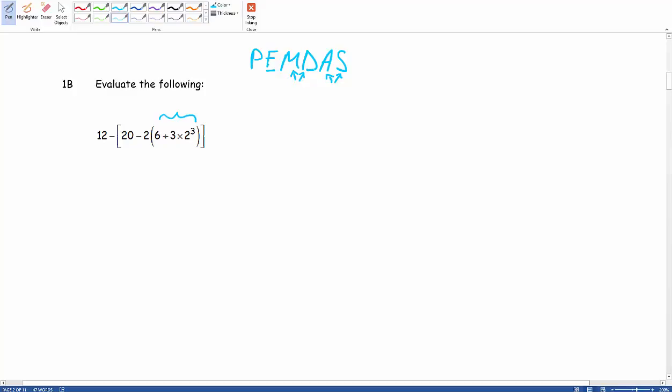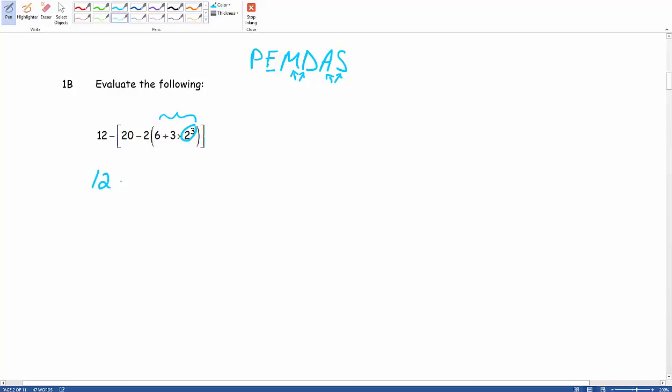But again, multiplying and dividing, they have the same power behind them. Read them from left to right. Addition and subtraction, same thing. We just read them from left to right. Now, looking then at our innermost parentheses, we're going to go ahead and use our exponent again. So that would be right here. We have 2 cubed. And so pretty much that's just 2 times 2 times 2, or 8 there.